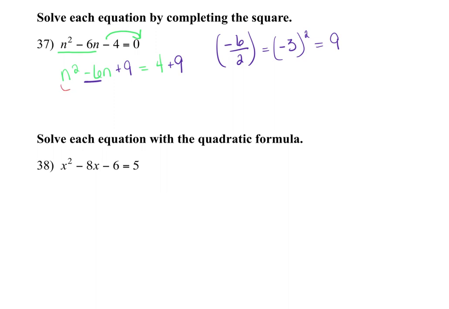On the left side, we want to factor, but it's really simple because it's always going to be my variable and whatever I had right here, which is a minus 3. On the right-hand side, we just add. 4 and 9 gives us 13.